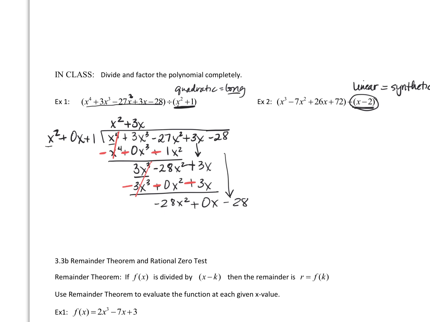All right, now we're going right back to where we were. What do I need to multiply x squared by to get negative 28x squared? Negative 28. Yep, just negative 28. So when I do that, oops, minus still 0x minus 28. Then what? Flip the sign. Change my signs.